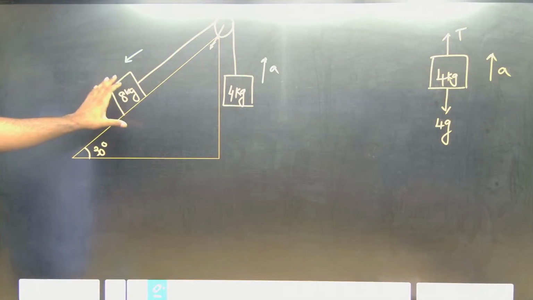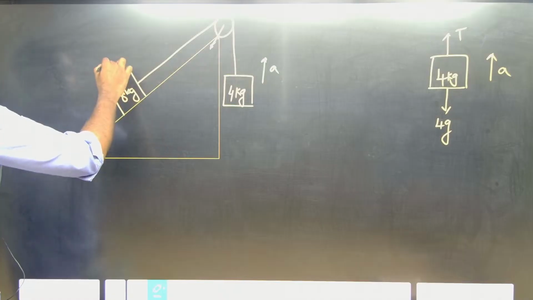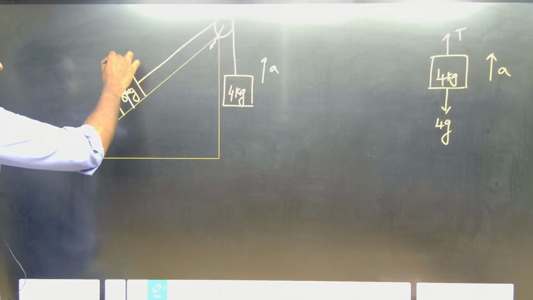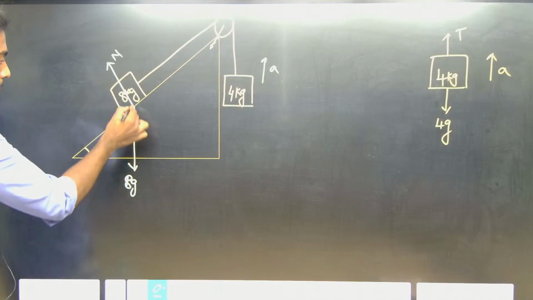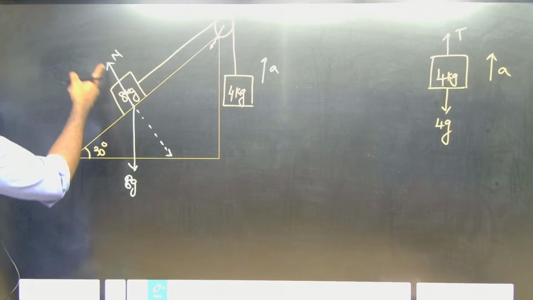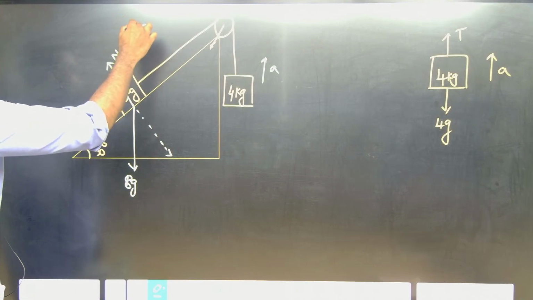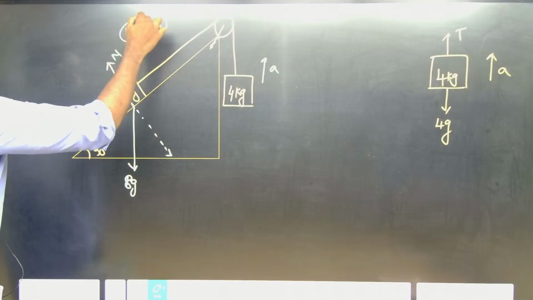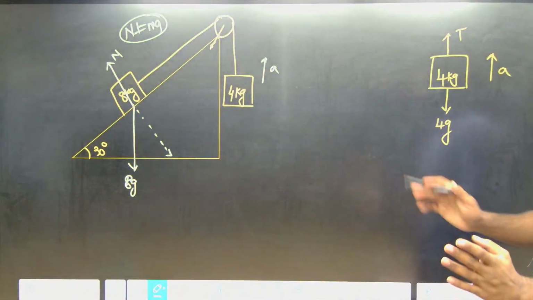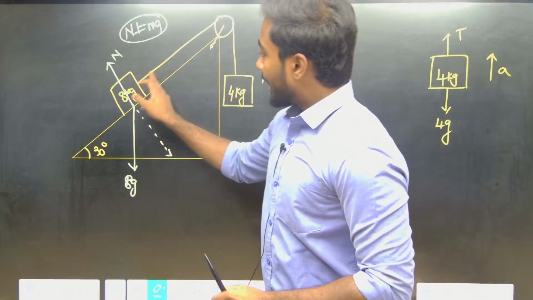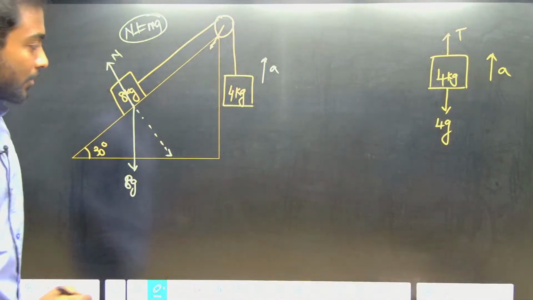Now what about this one? If I talk about the forces acting here, one is normal force and one is the weight 8g, but normal force is not equal to weight here, no? In this case N is not equal to mg. Got it? I need to find that one first. If I find this, I can get this also. What is the trick I have told to find?